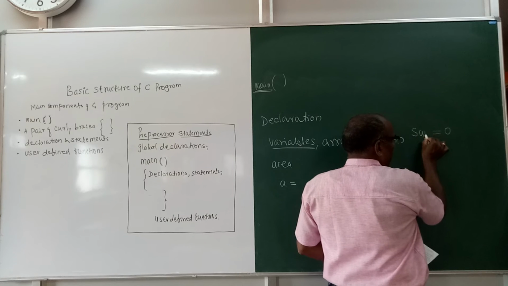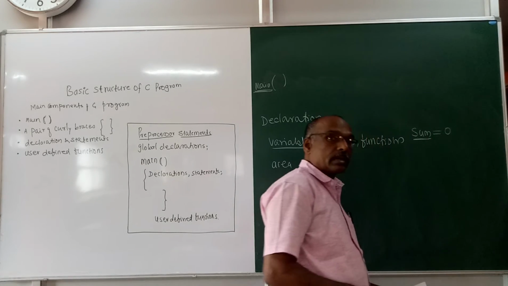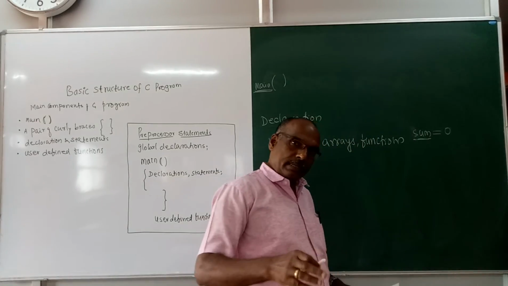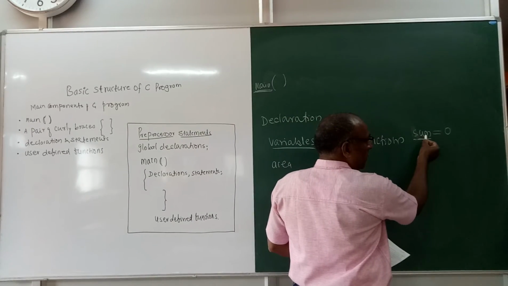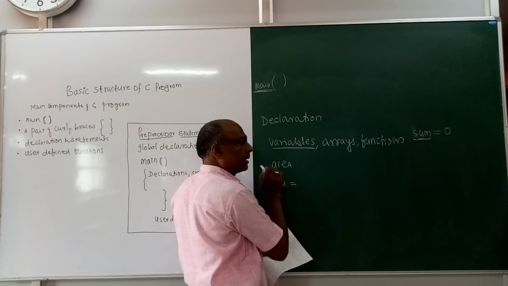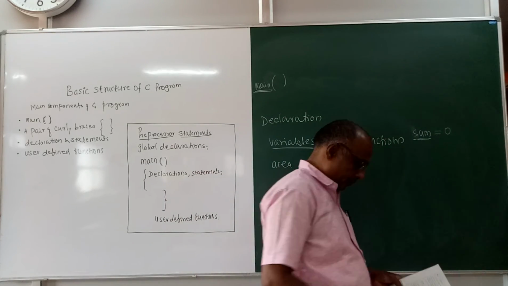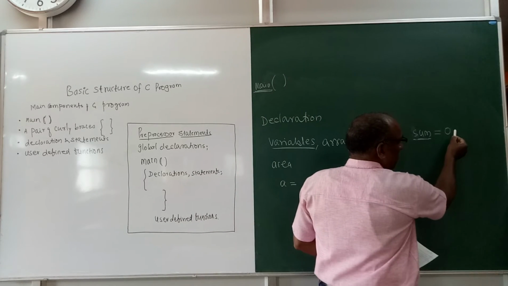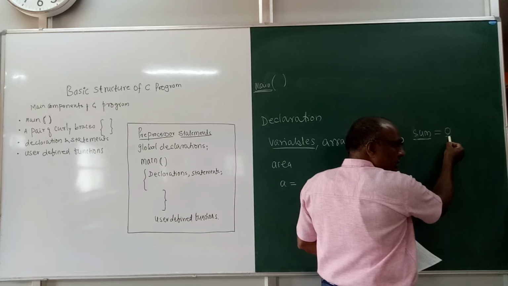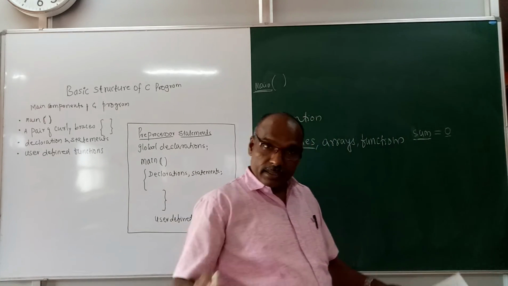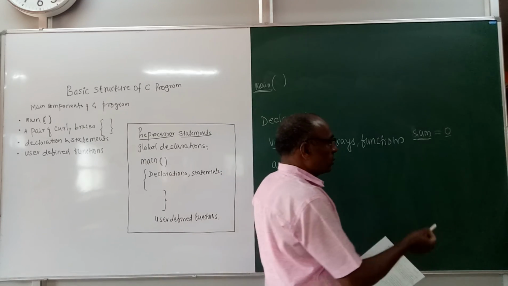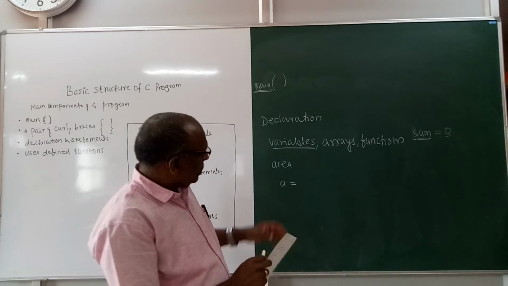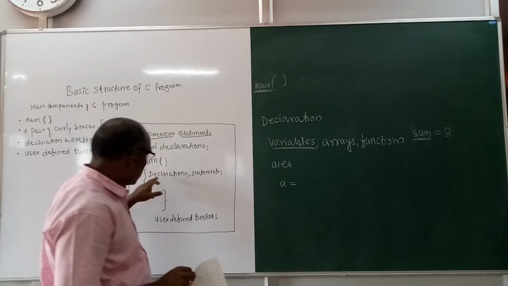I will call this sum, and sum is equal to 0. Sum is a variable, and what type of variable I am declaring, we'll see in the next article. I am declaring it in the declaration part and initializing it with its data type, whether it is an integer or a real number. That should be declared here itself in the declaration part. This is about variables, arrays, functions to be declared in the declaration part.